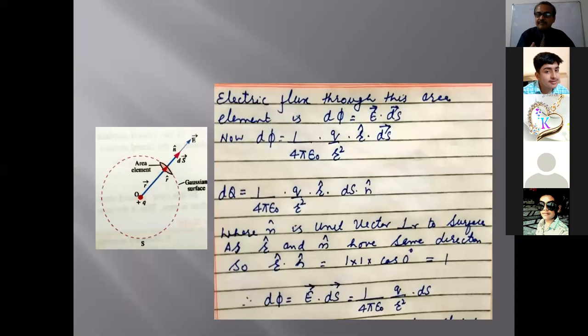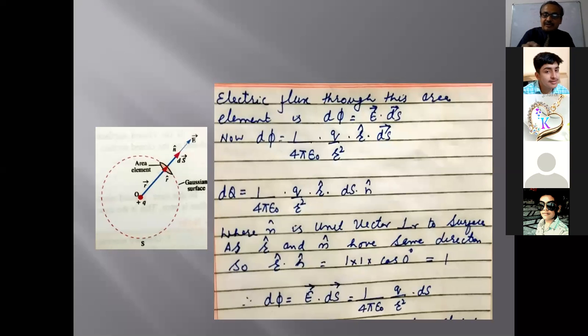E dot ds. Now E, everybody has calculated just now. What is the electric field intensity? That is 1 by 4 pi epsilon naught q by r square into unit vector r dot ds. So d phi will be equal to 1 over 4 pi epsilon naught q by r square into unit vector r dot ds into unit vector n.